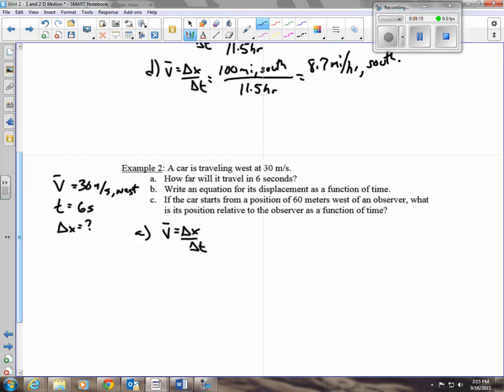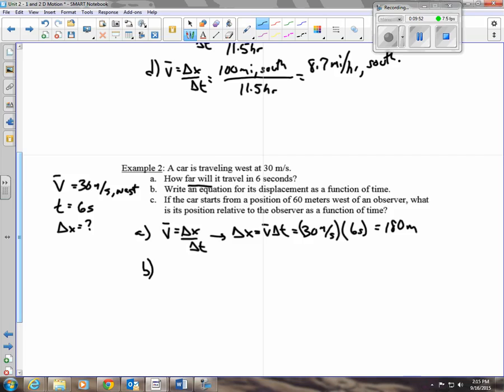Okay, so for part A, I use this equation, and I rearrange it to get the displacement by itself. To get delta x, it's v bar times delta t. So now I can plug in. I'll get 30 meters per second, and then I'm going to multiply that by the time of 6 seconds. It's going to give me 180. The seconds are going to cancel, and I'm left with meters, which makes sense because it is the distance. Now, since I said how far here, it sounds like I'm not looking for direction, so I'm not going to worry about east or west.